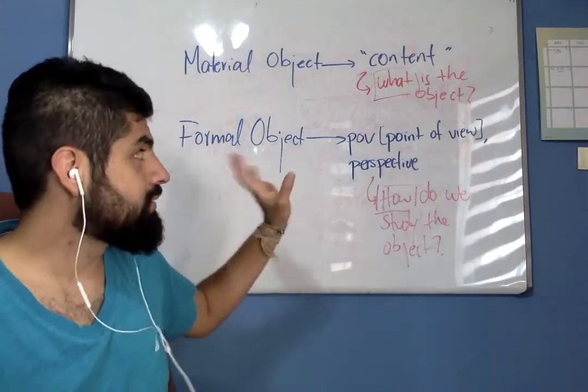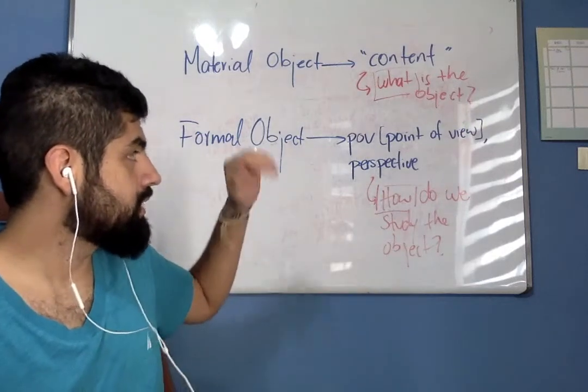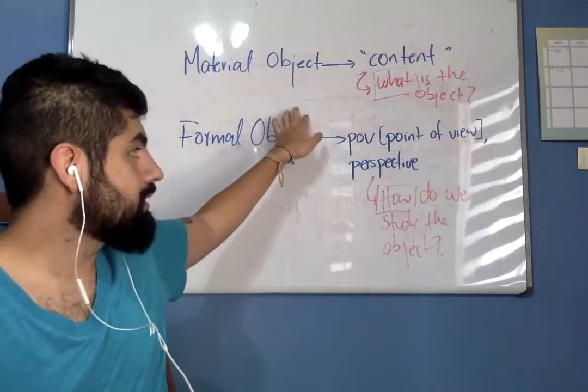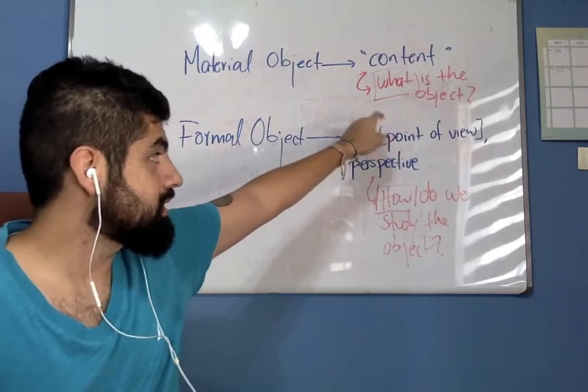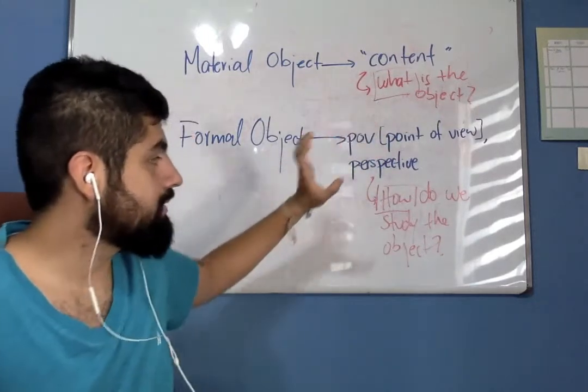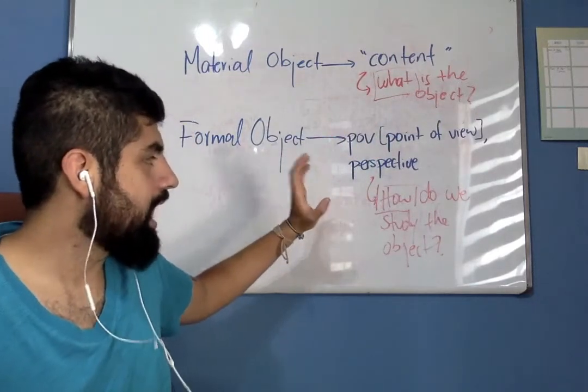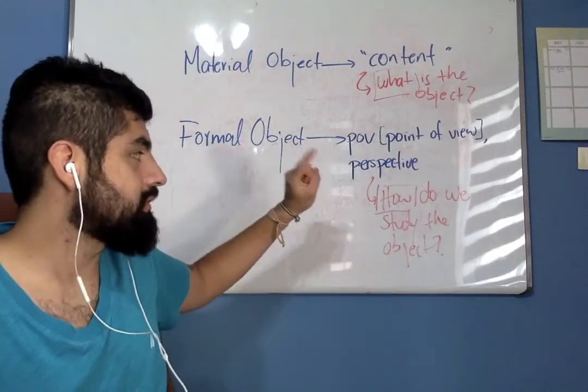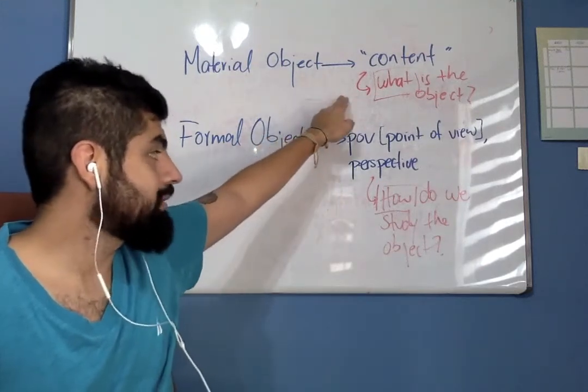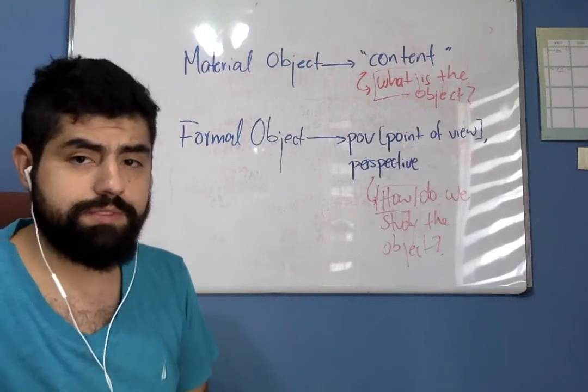So we have two questions, okay, that correspond to each one. To the material object, we have what is the object, with the emphasis on the what, and for the formal object, we have how do we study the object, with the emphasis on the how. What, material object; how, formal object.